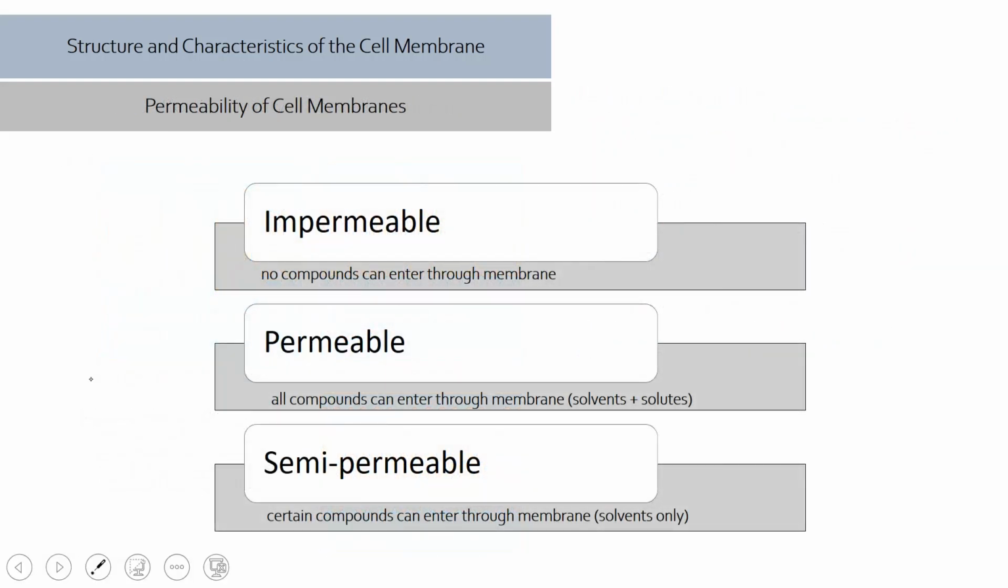Now, this fluid mosaic model that we talked about is also what contributes to the permeability of the cell membranes. So there's three different terms that you need to be familiar with when talking about cell membrane permeability. There's a term called impermeable, permeable, and semi-permeable. Impermeable means that no compounds can enter through the membrane. Permeable means that all compounds can enter through the membrane, meaning both solvents and solutes, while semi-permeable usually indicates membranes in which certain compounds can enter through, and this is usually solvents only.